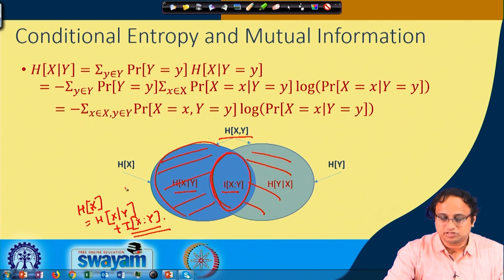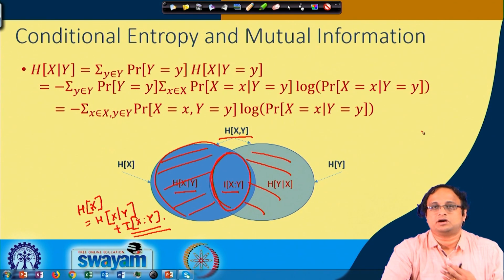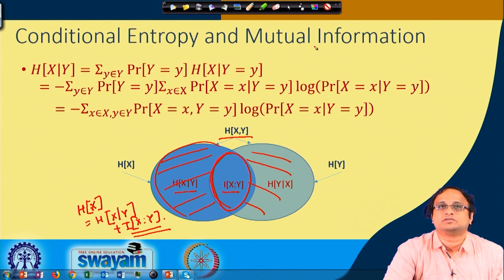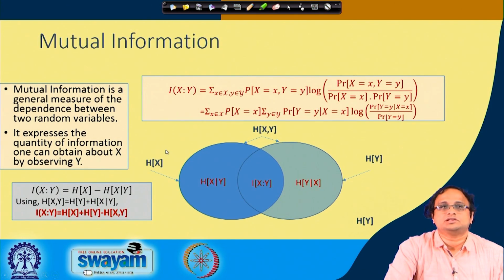So, this gives an easy way to remember or understand how the relationships between these parameters are. Mutual information is a general measure of the dependence between two random variables. It expresses the quantity of information one can obtain about X after observing, say, Y. So, I(X;Y) is the amount of information you are measuring about the random variable X by observing Y. Since I(X;Y) is equal to I(Y;X), you can define it in a commutative way also. That is the amount of information about Y which you are observing by X.